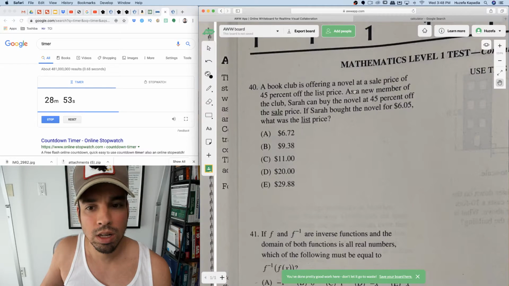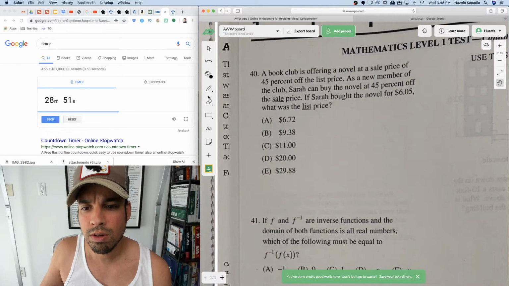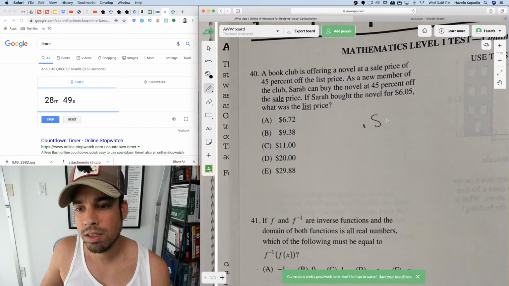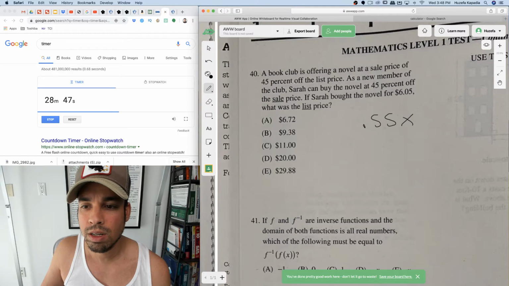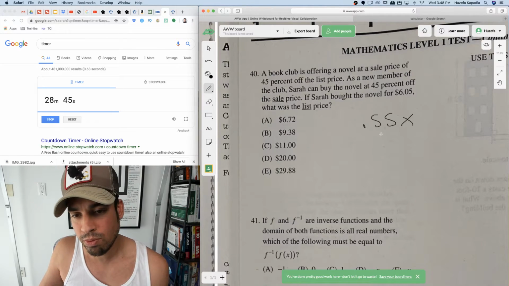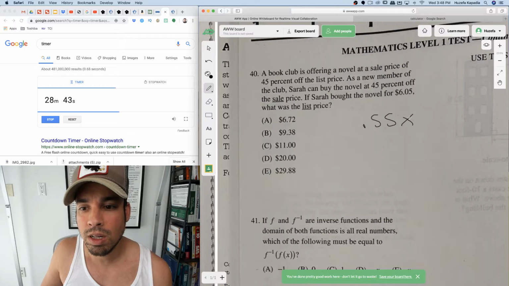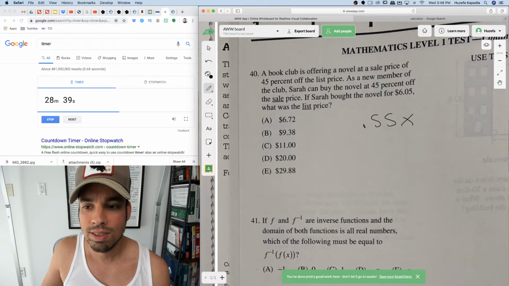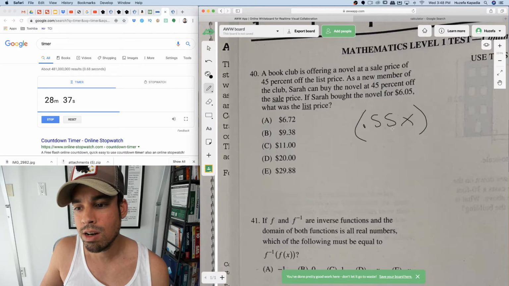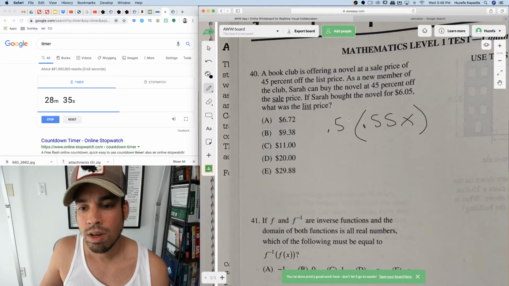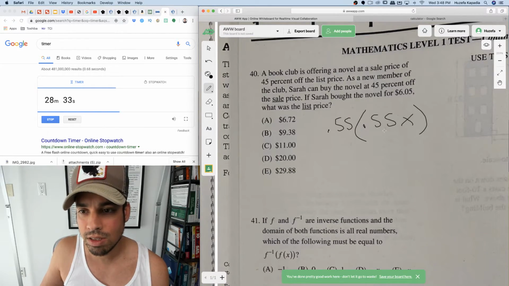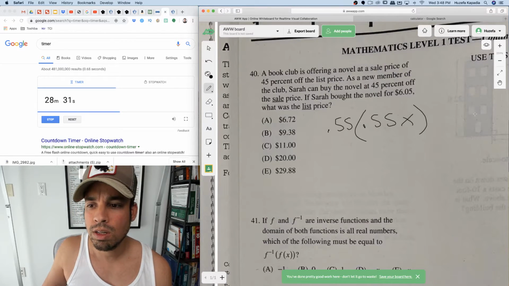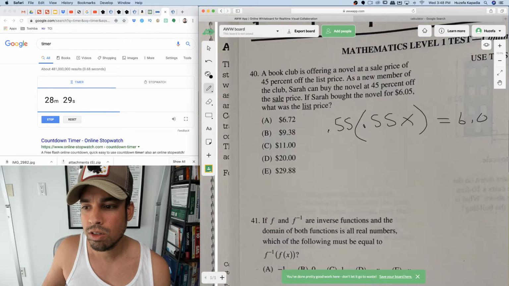40. Book Club is offering a novel at a sale price of 45% off the list price, meaning it's 0.55 of the list price, right? If it's 45% off, it's 55% of it. As a new member of the club, Sarah can buy the novel at 45% off the sale price. Oh, she can take another 45% off, meaning she spends, again, 55% of the sale price. Sarah bought the novel for $6.05. What was the list price, which is X?